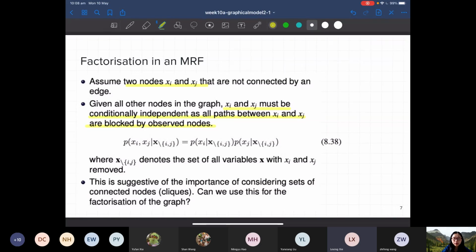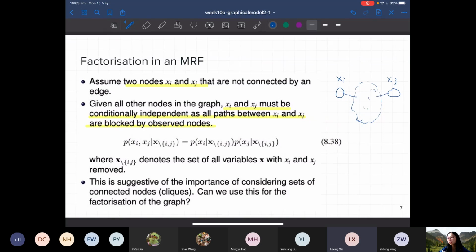So basically, if we take any two nodes, xi and xj, that are not directly connected, and we assume all the other nodes are known or observed, xi and xj must be conditionally independent, as specified in the expression below, basically for the rest of the graph. So here's the picture: xi, xj, two nodes, and then there's the rest of the graph. Somehow xi is connected to the rest of the graph.